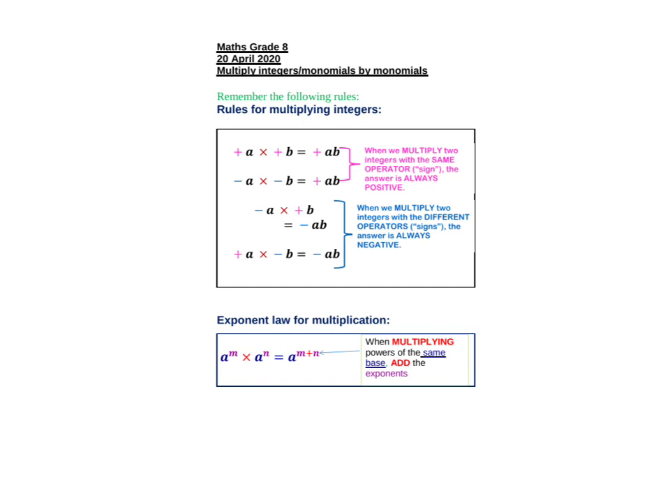We're doing multiplication of everything from integers and monomials to monomials with monomials, and then also polynomials with monomials. And yeah, that's as far as it goes.